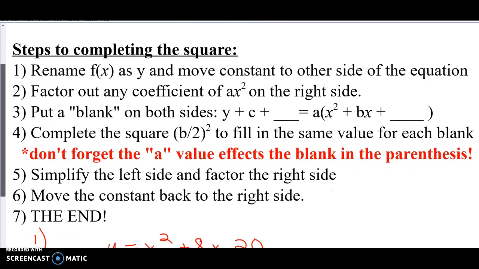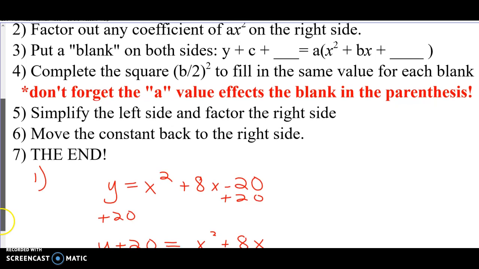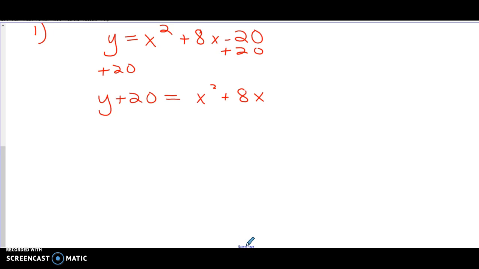So let's go on to the second step. It says factor out any coefficient of x squared. So you need to know this vocabulary. What's a coefficient? The number in front of the x squared. And what is there currently? A 1. And that's the best case scenario. We want that. Now, if it was a 2 or a 3 or a negative 1 or a negative 2, we'd have to factor it out. We'll see that in the next example. But for now, that's actually good to go. We don't need to do step 2. So we're going to skip to step 3.